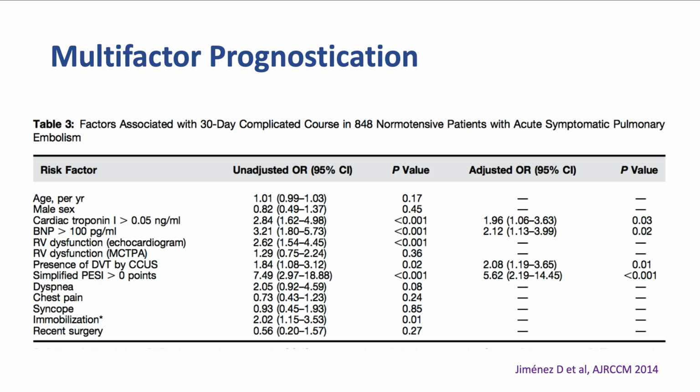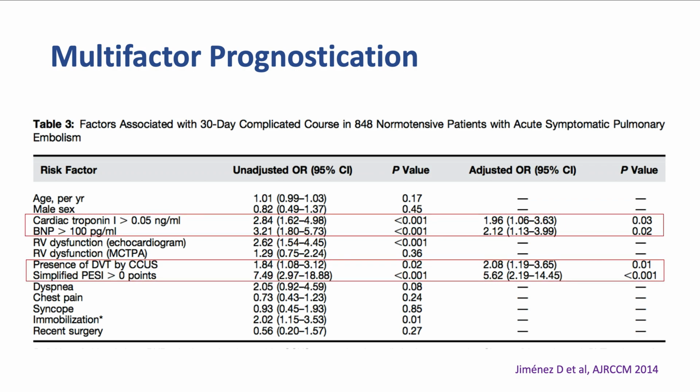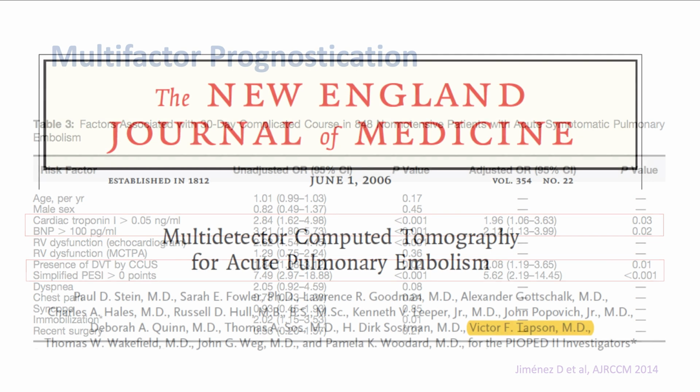And this paper by David Jimenez, which included Vedantham and Sanchez from the United States and also Spain, looked into about 848 normotensive patients with acute PE, so patients who really had stable blood pressure on presentation. Those with troponin leak, pro-BNP rise, the presence of DVT by ultrasound, and also having a simplified PESI of more than 0, which means it was positive, are the patients who did worse with time.